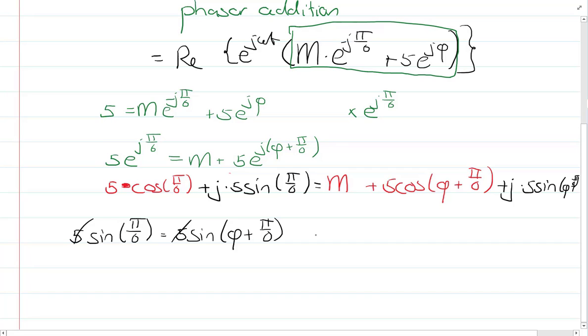As can already be noted, a solution is that phi is of course equal to 0, because that leaves us with sine pi over 6 and sine pi over 6, which is equal. However, there's also another angle for which the sinusoid has the same value, and in this case, that is sine 5 pi over 6. These are identical. And this leaves us with a second solution, namely phi is equal to 4 pi over 6, which is equal to 2 pi over 3.